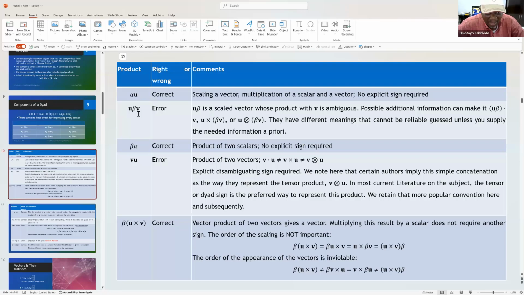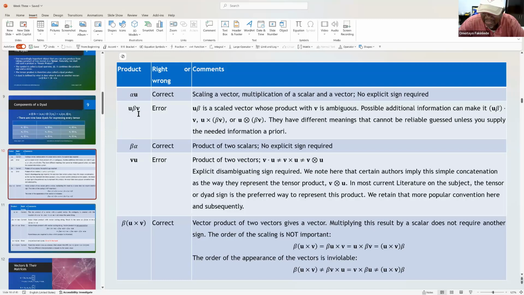If you have two scalars, you can multiply them and just concatenate them. And everybody knows that alpha beta or beta alpha means alpha times beta. And there is only one meaning to ascribe to alpha times beta or beta times alpha. You have two vectors v and u, and you just say vu, that's an error, because you have to specify which product you have in mind. Explicit disambiguating sign is required.